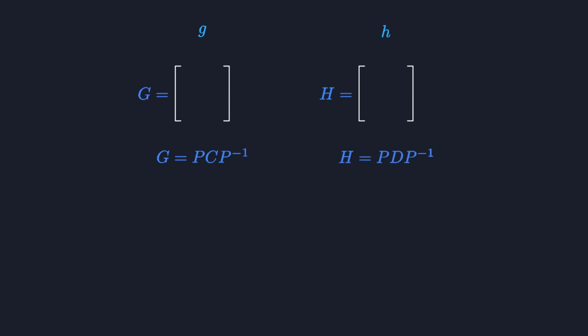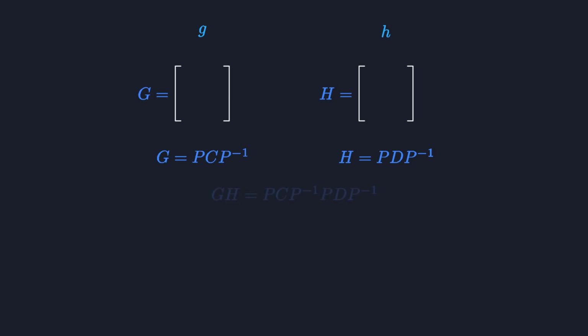Say that you have two elements from your group. Let's call them G and H. We represent them with two matrices, capital G and H. The idea is that we want to find a single basis in which both of these matrices become diagonal. So we want a single basis change matrix P that turns both G and H into diagonal matrices. We will call those diagonal matrices C and D.